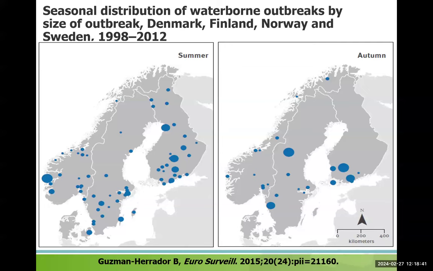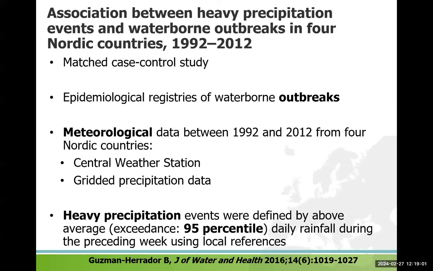And here you see Norway, Sweden, Finland, and Denmark. And these blue dots correspond to waterborne outbreaks. And the size of the bubble corresponds to the number of cases that are observed in these waterborne outbreaks. And so we analyzed all these waterborne outbreaks in a case control study where we assessed the meteorologic conditions prior to that waterborne outbreak. And we were particularly interested in those waterborne outbreaks that were preceded by an extreme precipitation event in the 95th percentile for that location.